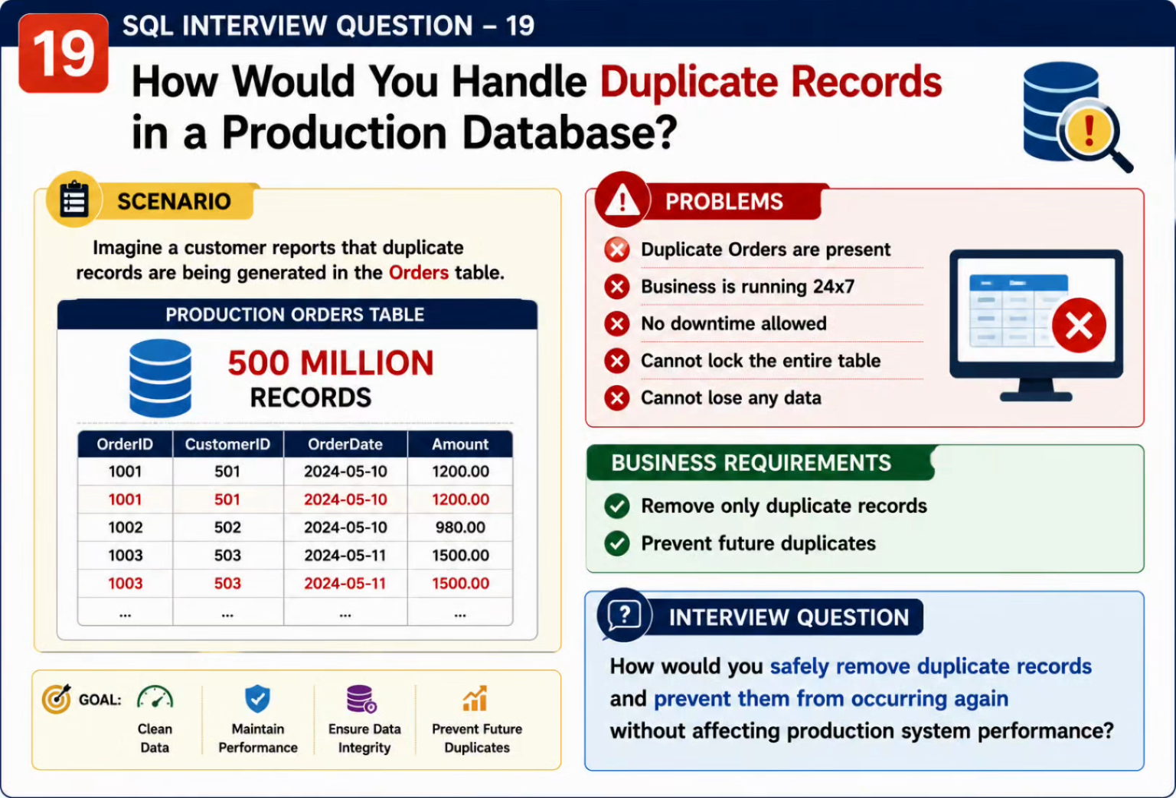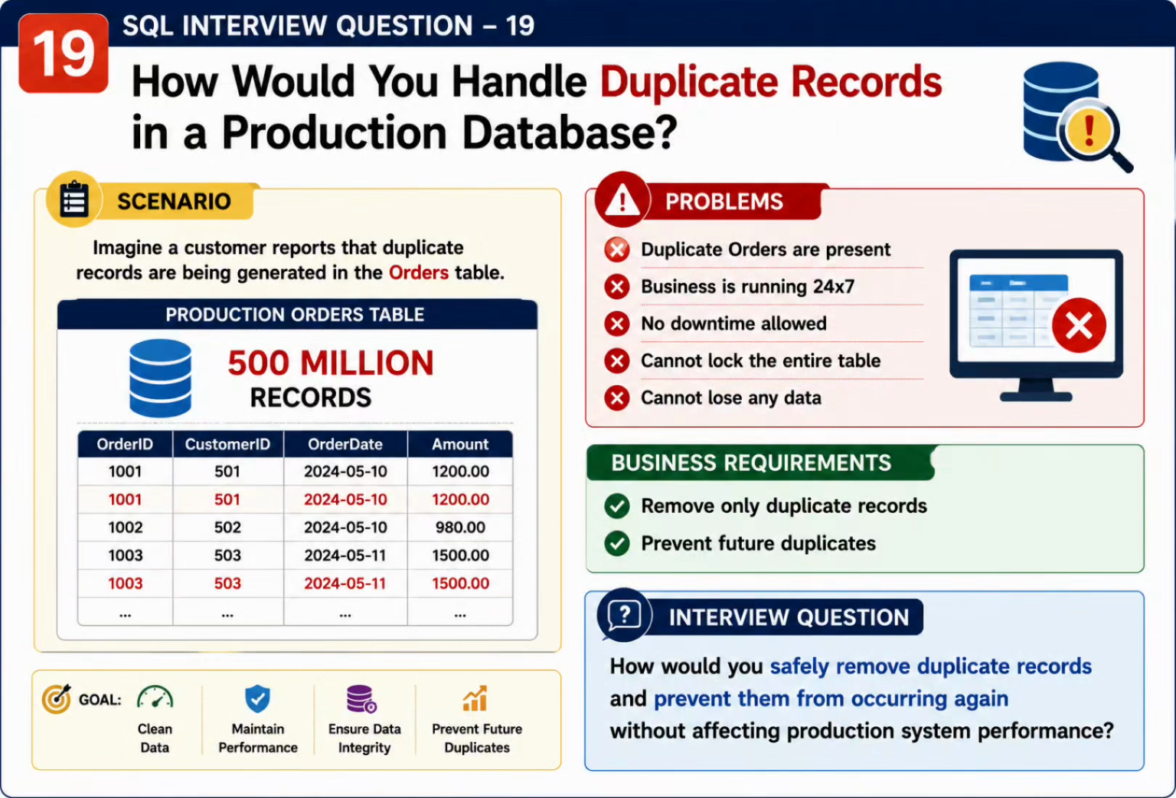So the business gives you four important conditions: don't stop the application, and don't lock the entire table. Also, don't lose any customer data, and remove only the duplicate records. Now the interviewer asks, how would you solve this problem? At this point, many developers immediately think about writing a delete query. But that's not the right approach.